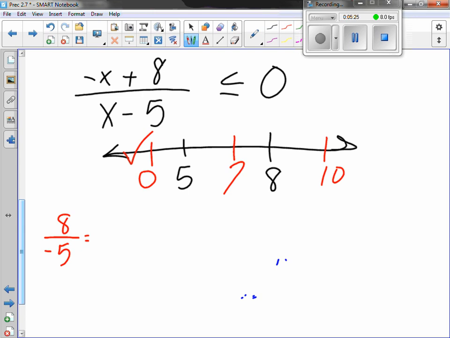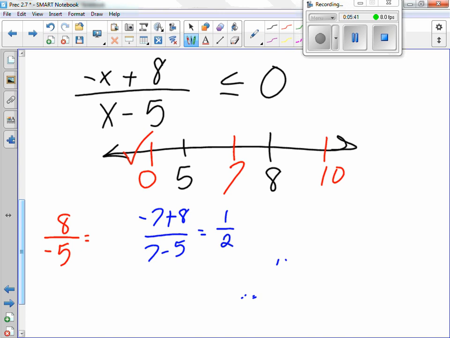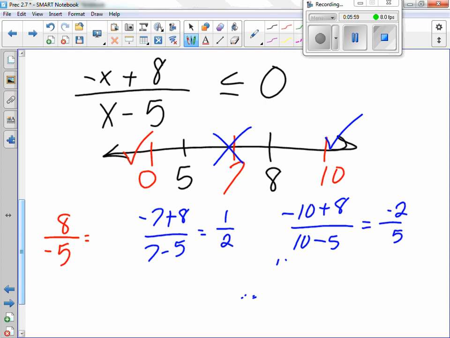Let's try the middle one, 7. So -7 plus 8 over 7 minus 5. -7 plus 8 is 1. 7 minus 5 is? Is that less than or equal to 0? Last one. We'd have -10 plus 8 over 10 minus 5. On top we'd have -2, and on bottom we would have, so would this work? Yes. So we check these three here.